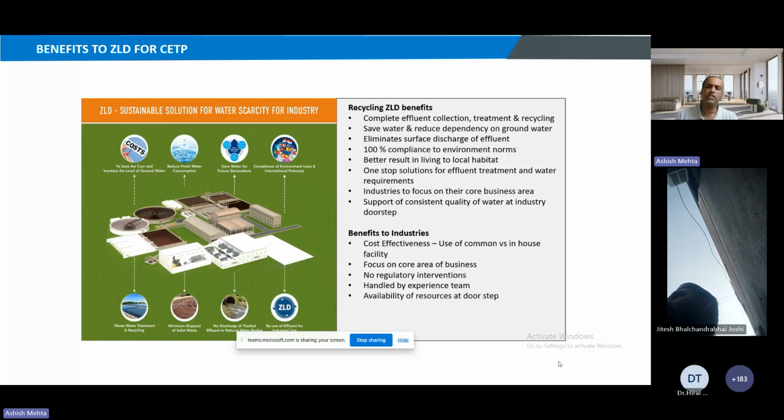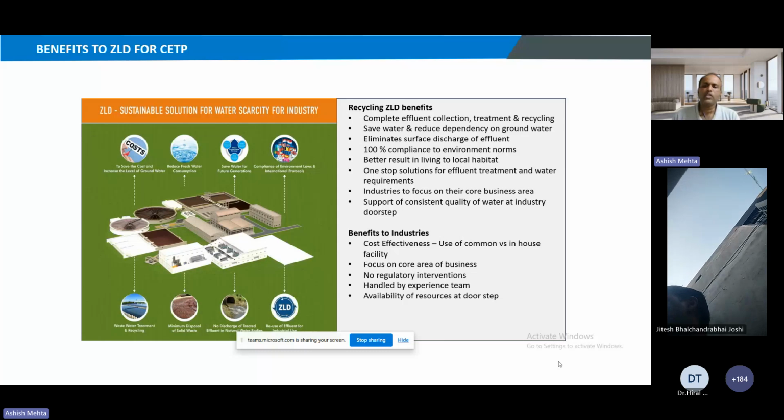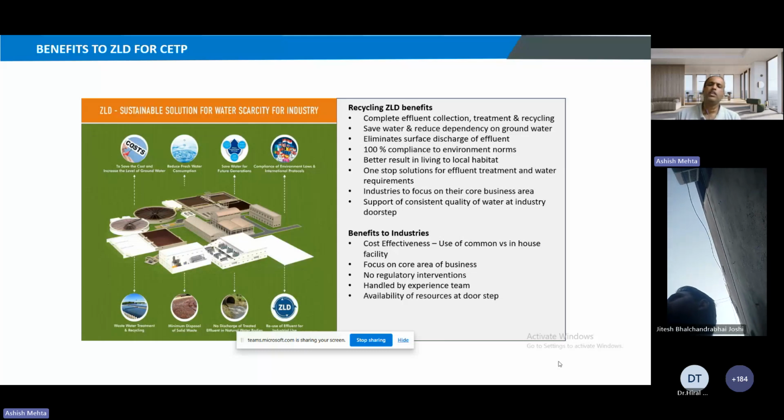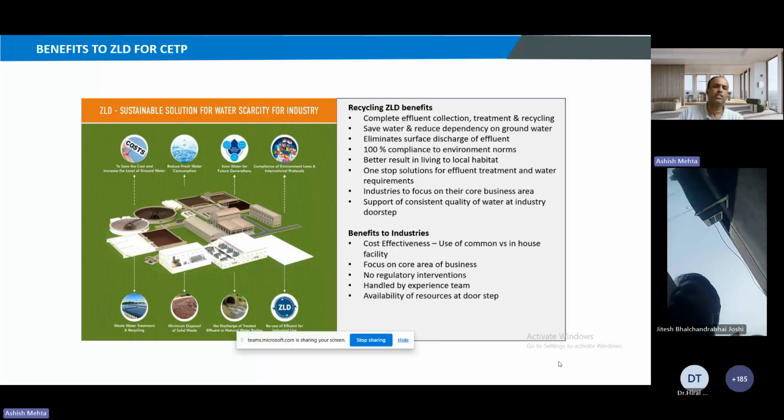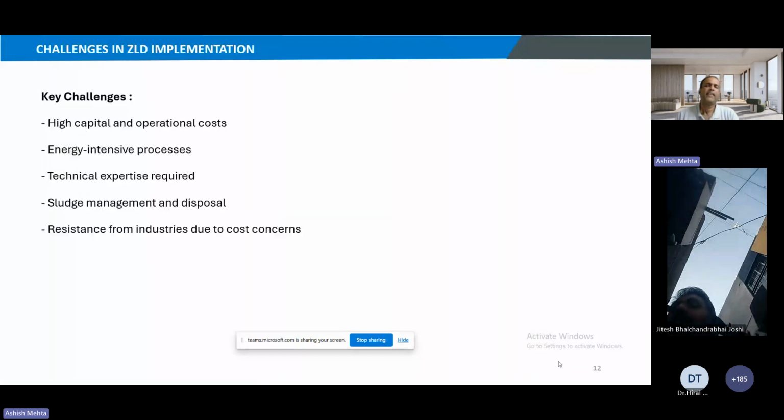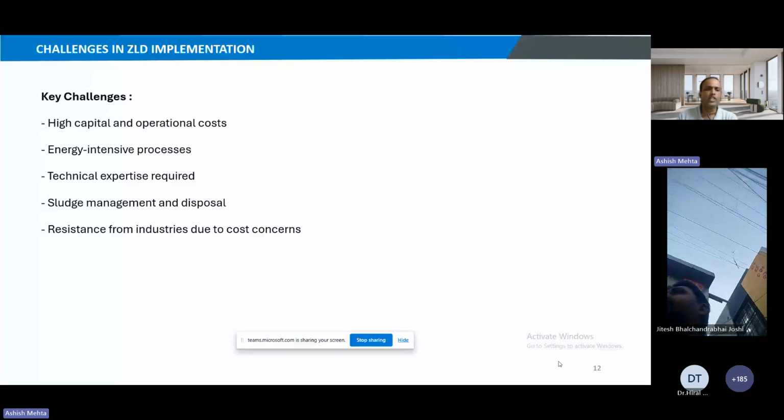So these are the benefits, and obviously there is a consistent quality of water available at the industry doorstep, and it helps them grow and have sustainable development. These are the benefits of the CETP ZLD system. Now comes, what are the challenges?